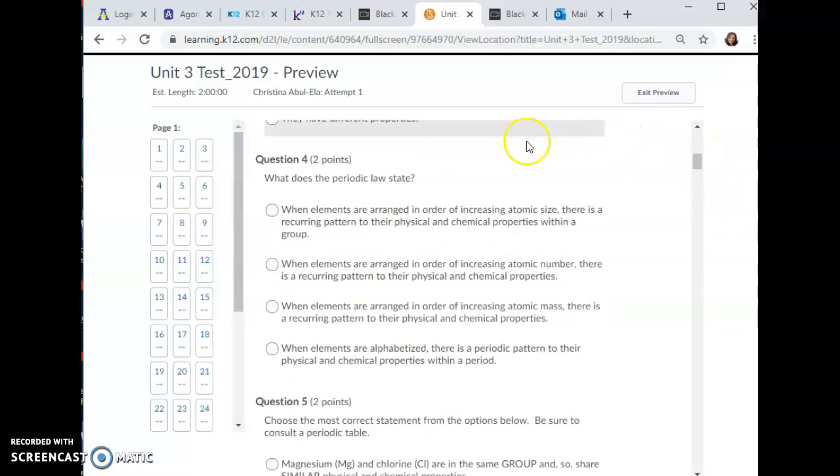Question 4. What does the periodic law state? When elements are arranged in order of increasing atomic size, there is a recurring pattern to their physical and chemical properties within a group. When elements are arranged in order of increasing atomic number, there is a recurring pattern to their physical and chemical properties. When elements are arranged in order of increasing atomic mass, there is a recurring pattern to their physical and chemical properties. When elements are alphabetized, there is a periodic pattern to their physical and chemical properties within a period.